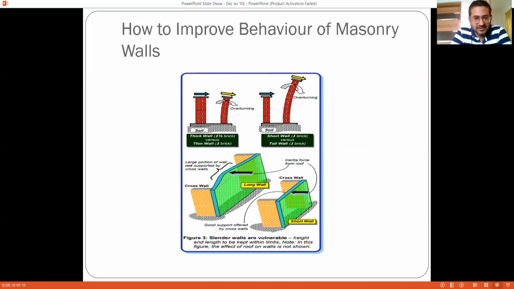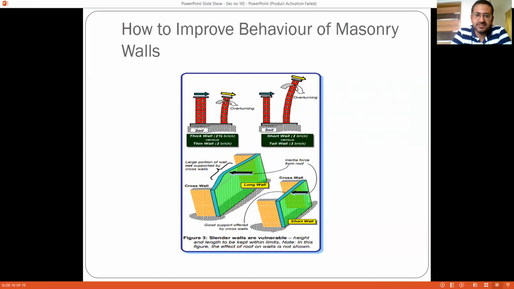And in the same way here it is shown that when the length of the wall is too much, that is, too long, then it is likely to fail in the weak direction, that is, out of plane bending. So the length of the wall should be kept in appropriate ratio with the thickness of the wall, and if necessary then a cross wall should be introduced, which is shown in figure B.